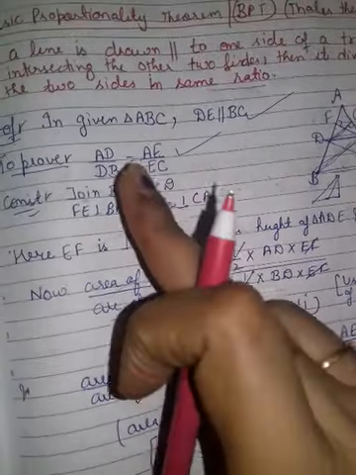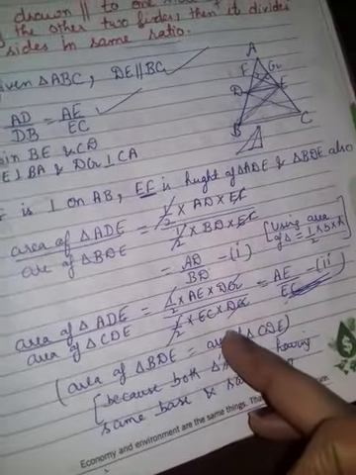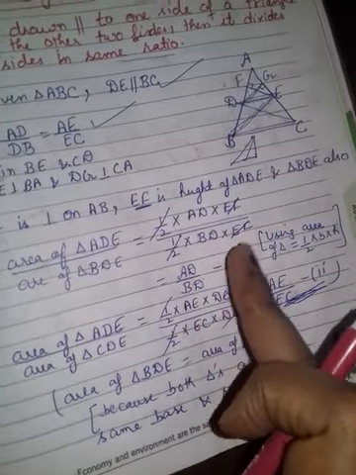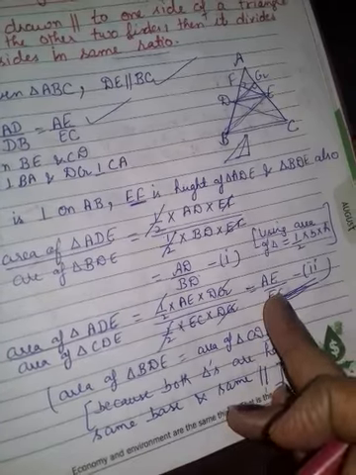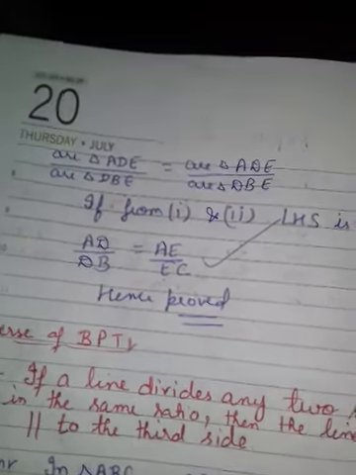So you wanted to prove this thing only, that the ratio will be equal, and you are getting AD upon BD is equal to AE upon EC. So in this manner we got that the ratio of these two sides is equal.